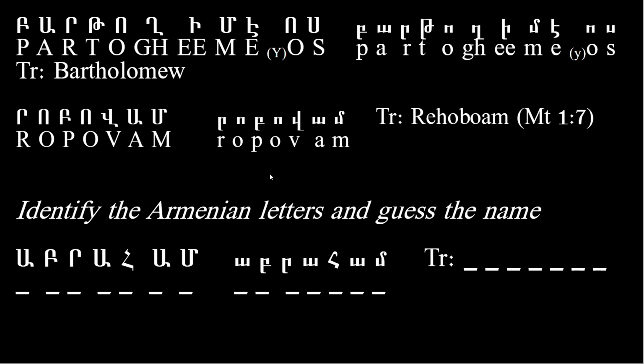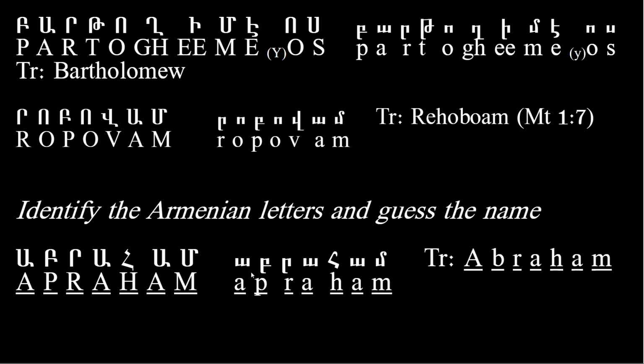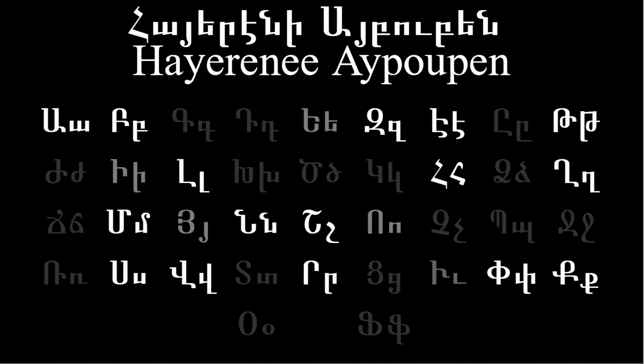Now for guessing the name, notice how, for example, in the name Bartholomew, we pronounce it as Bartholomeos with a P sound. Likewise, with the name Rehoboam, in Armenian it was pronounced Ropovam, again with a P sound instead of a B sound. This will make more sense once I show you the Eastern Armenian pronunciation. So at the moment, I'm giving you the Western Armenian pronunciation. So pause the video and I will show the solution in 3, 2, 1. Abraham, which translates to Abraham. And with that we will unlock this letter. So put it into your table and let's proceed.